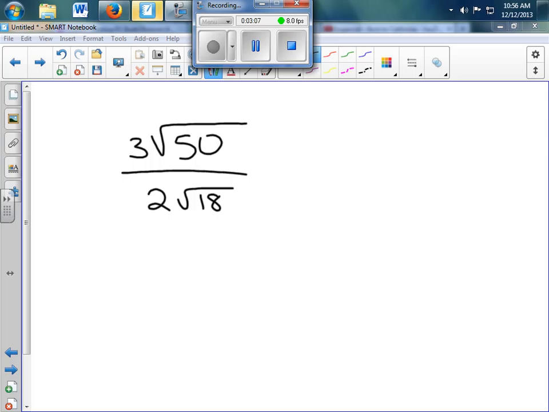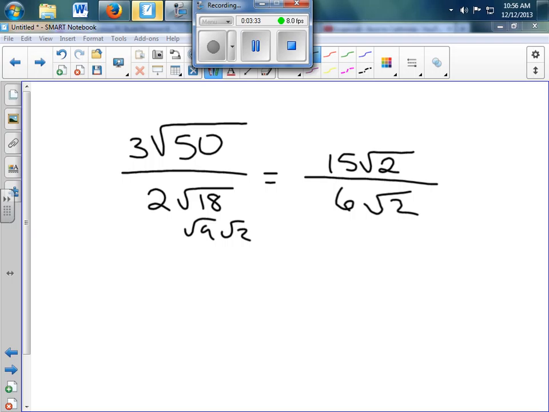Again, I'm going to simplify the top. I've been doing my simplifying a little bit faster now. We should all know how to simplify these. I'm going to take a 5 out because there's a 25 in here, right? So that becomes 15 square root 2. And the bottom's going to become, well, I can break this up as 9 and 2. The square root of 9 is 3. 3 times 2 is 6.